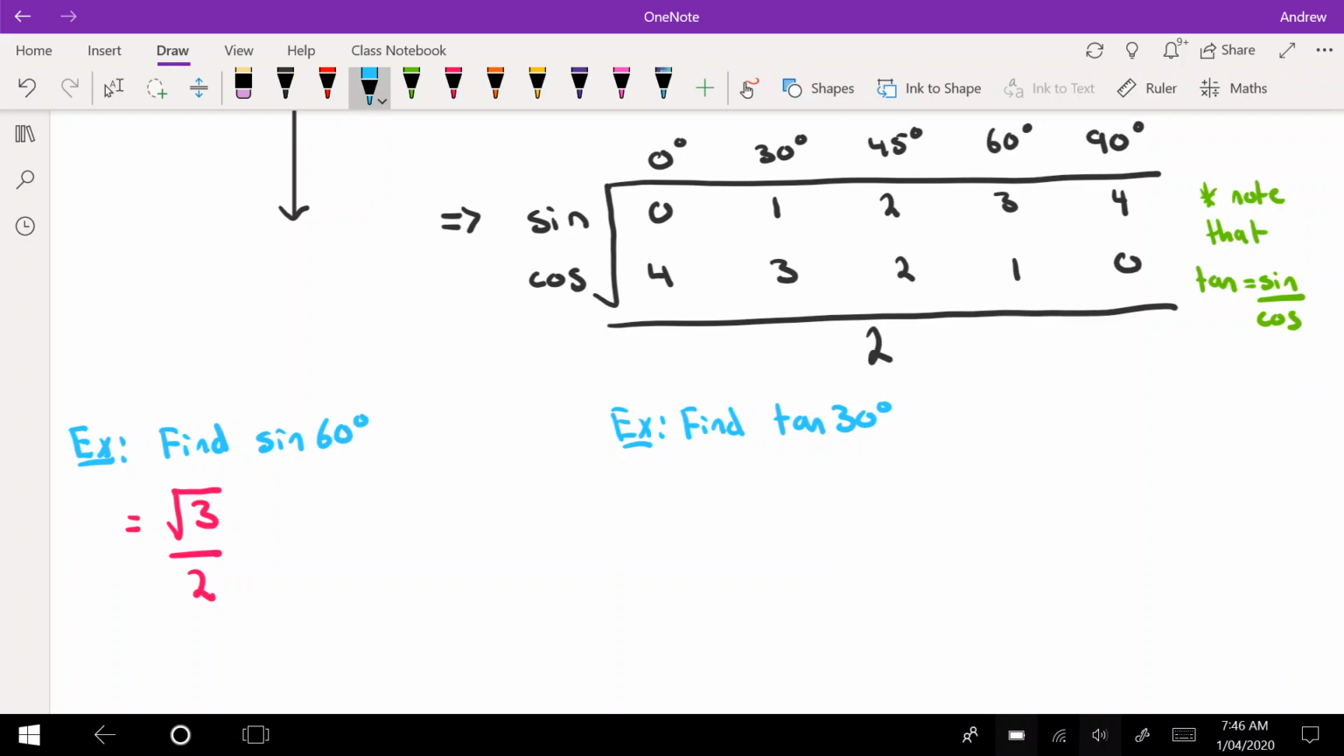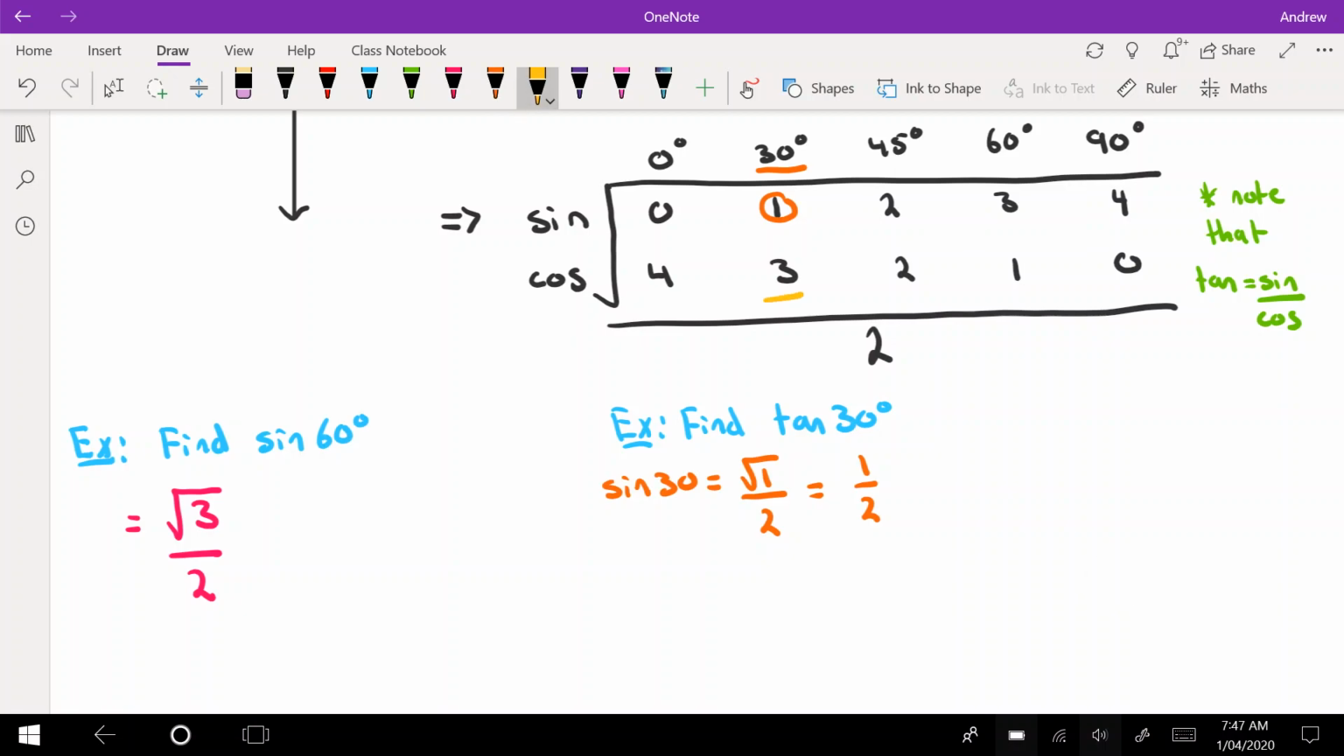How are we going to find tan of 30 degrees? We don't know how to find tan of exact values, but we do know that tan is equal to sine over cosine. So we're going to have to find the cosine of 30, the sine of 30, and then find the quotient of them. So we're going to start off with sine 30 equals. So we're going to go 30 again. 1. So it's going to be the square root of 1 over 2, which is just equal to 1 over 2, because the square root of 1 is just 1.